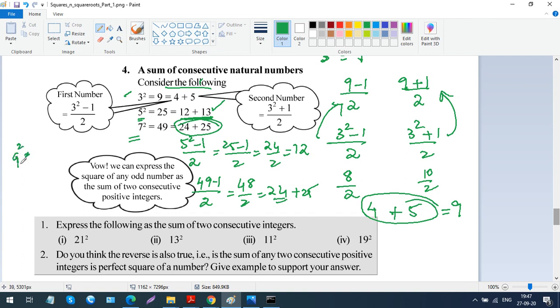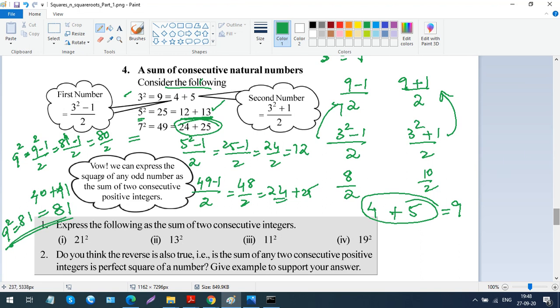You will do 9 square minus 1 by 2, which is 81 minus 1 by 2, which is 80 by 2, that is 40. So 40 plus 41. Wait a minute. So 81 minus 1 by 2, right? Yeah, 80 by 2, which is 40. So 40 plus 41. Okay, so 40 plus 41 is giving you 81, and 9 square is 81 only. So correct? So that's how you get it.